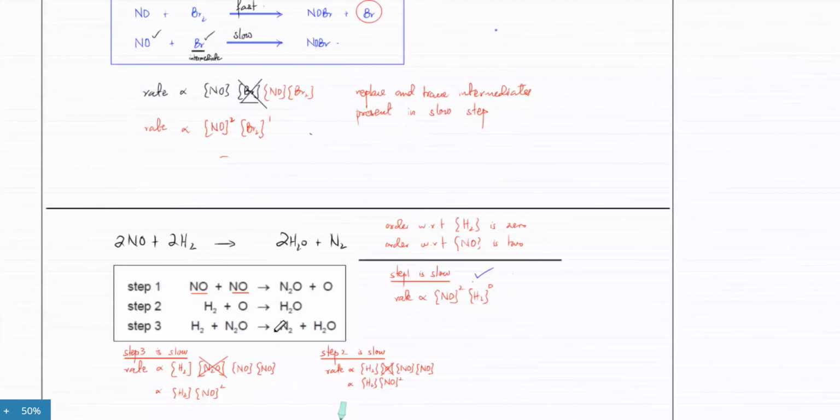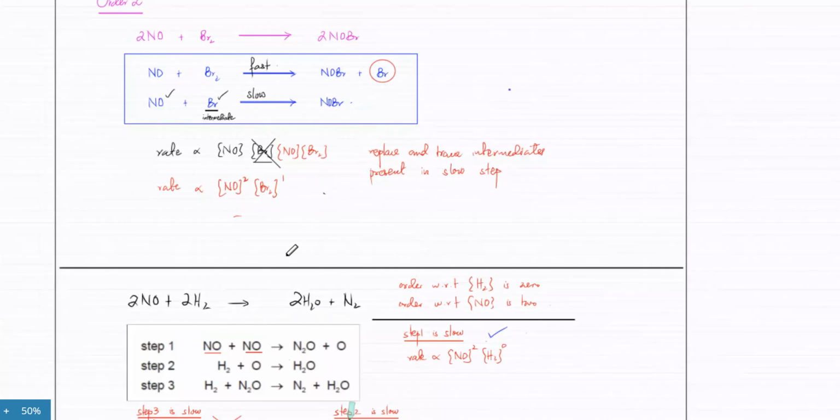And we also discussed order two. I told you that you've got to replace and trace intermediates. So if this is a slow step, rate depends on NO concentration and Br concentration, but Br is an intermediate that was made in the previous step. So when I say rate depends on Br concentration, it indirectly depends on the concentration of NO and Br2. If their concentration is high, then Br concentration would be high. So rate indirectly depends on NO and Br2. That is why NO appears twice in the expression, and that is order two.